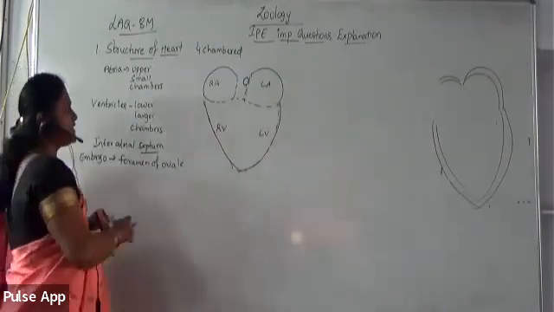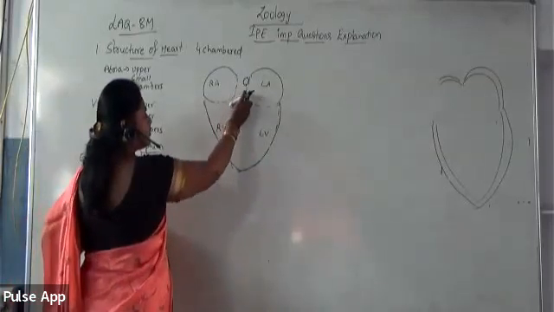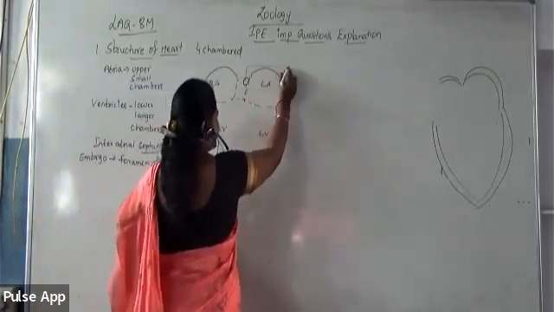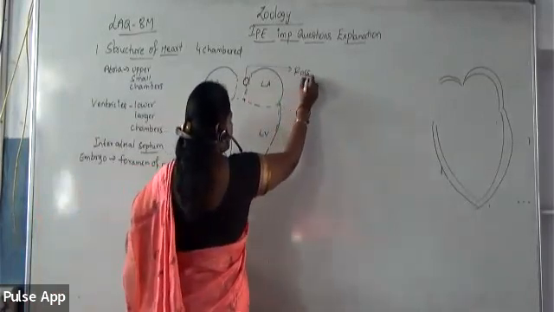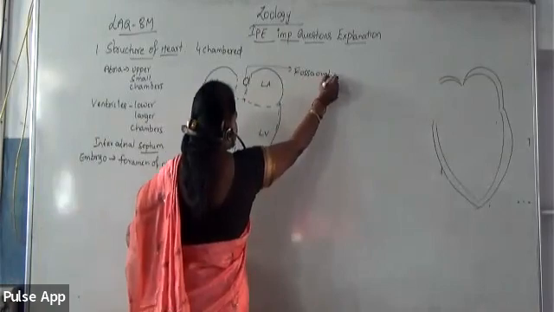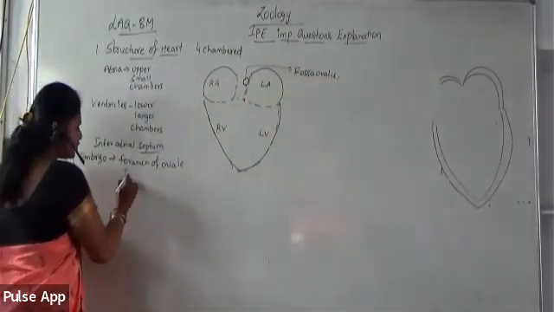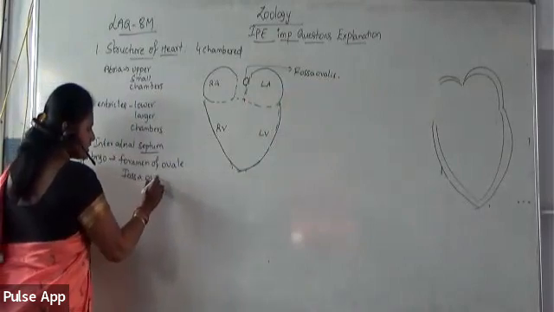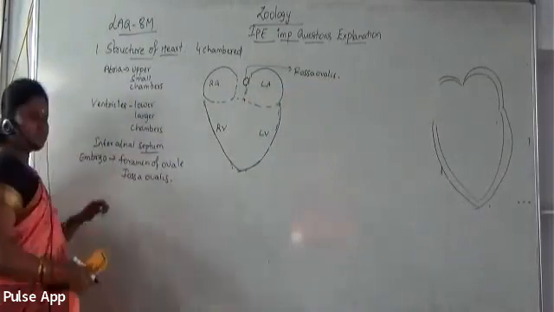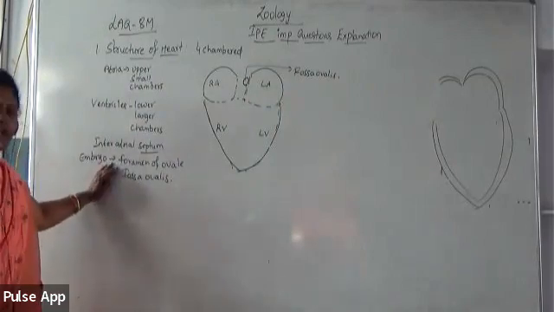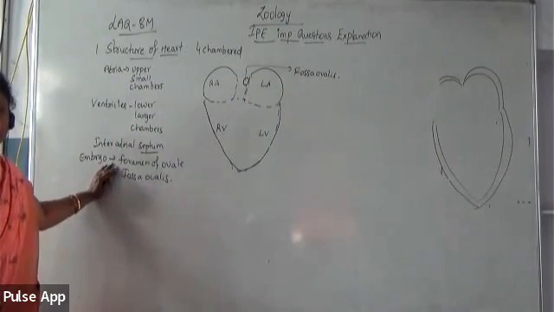And the depression that is left over in the interatrial septum can be called the fossa ovalis. So fossa ovalis is the remnant. Remnant means the leftover depression of the foramen ovale present in the interatrial septum during the embryonic stage, which closes soon after birth.